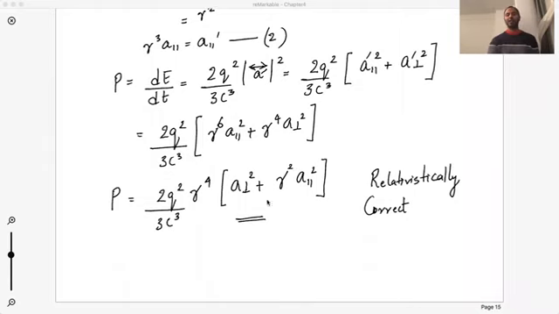Now, you'll see that you also have some relativistic corrections for the angular pattern of radiation, which I'm going to do in the next video.